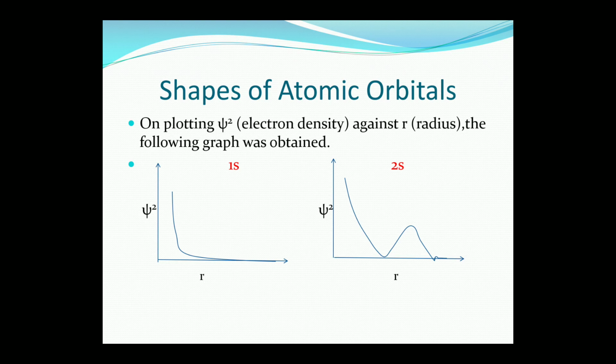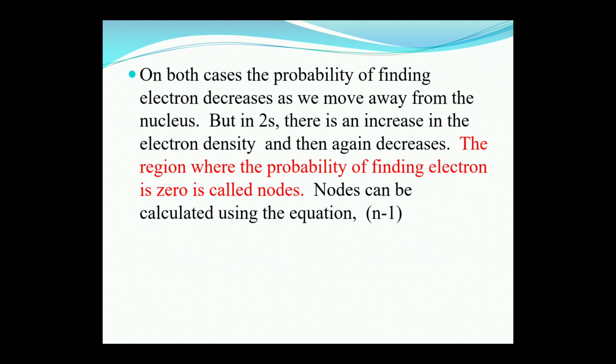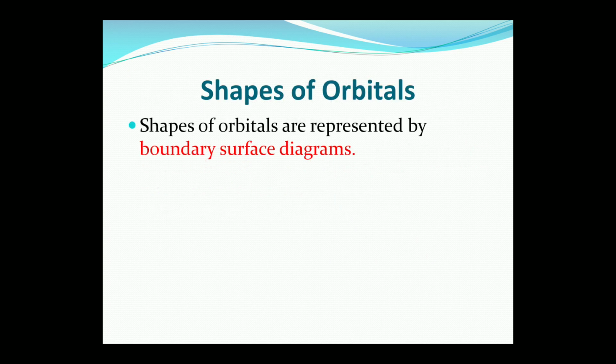This slide shows the shape of the atomic orbital on plotting psi square against the radius r. The following graphs were obtained for 1s and 2s. In both cases, the probability of finding the electron decreases as we move away from the nucleus, but in 2s there is an increase in the electron density and then again it decreases. The region where the probability of finding the electron is 0 is called a node. Where the probability of finding electrons becomes 0, we call it a node. And the number of radial nodes is given by the equation n minus l minus 1.